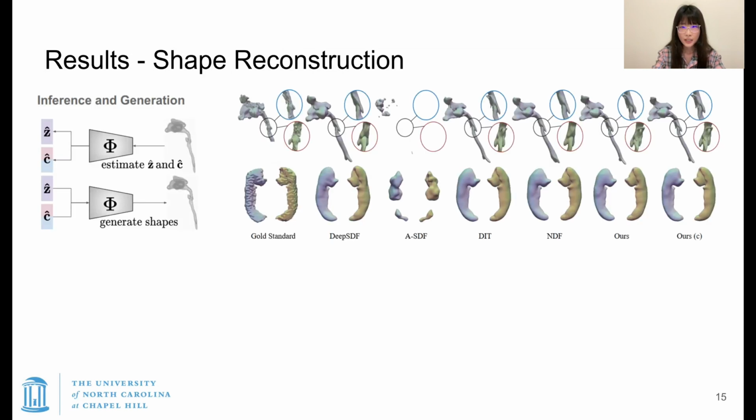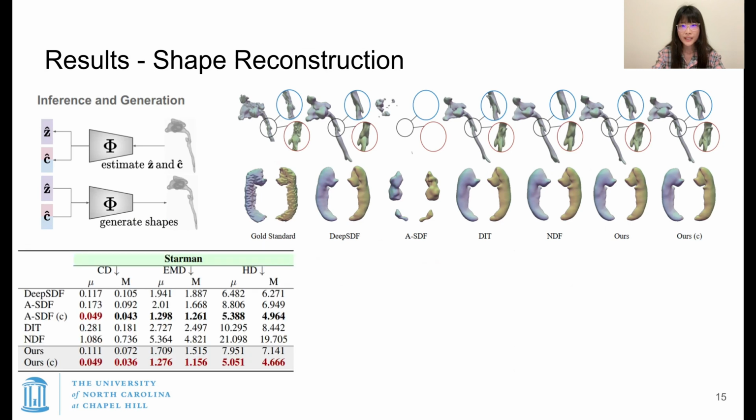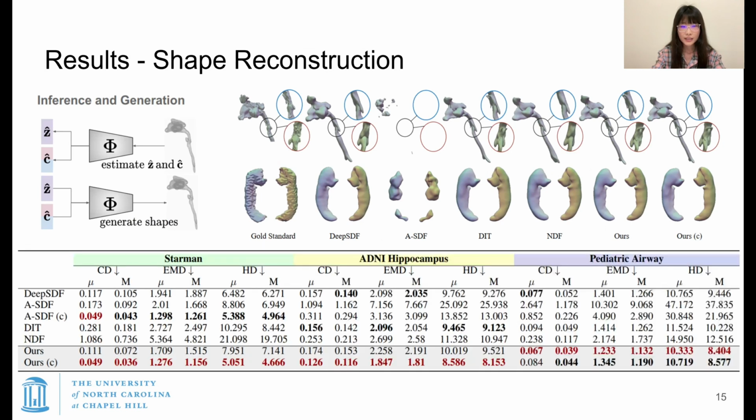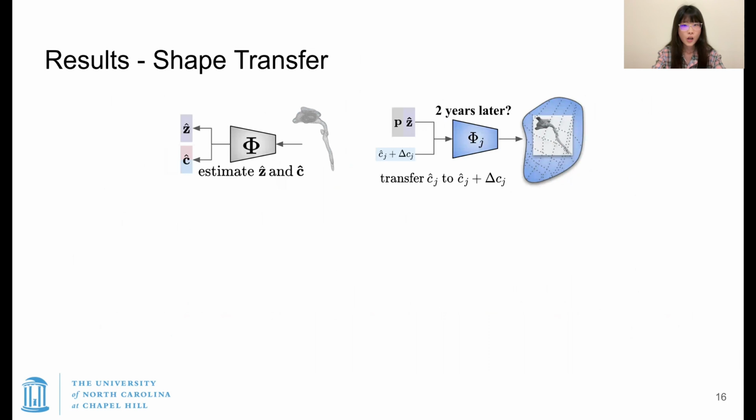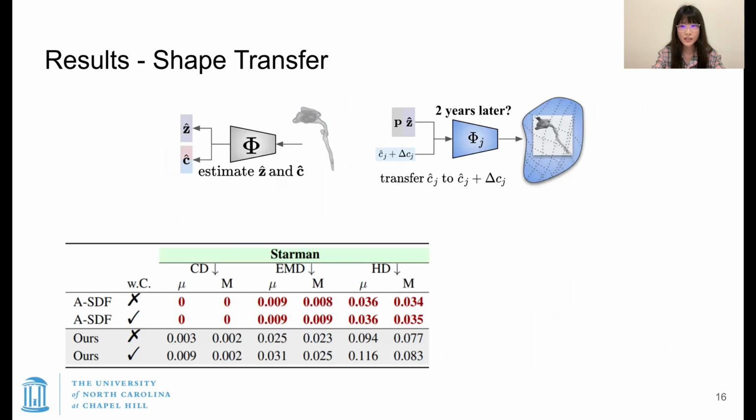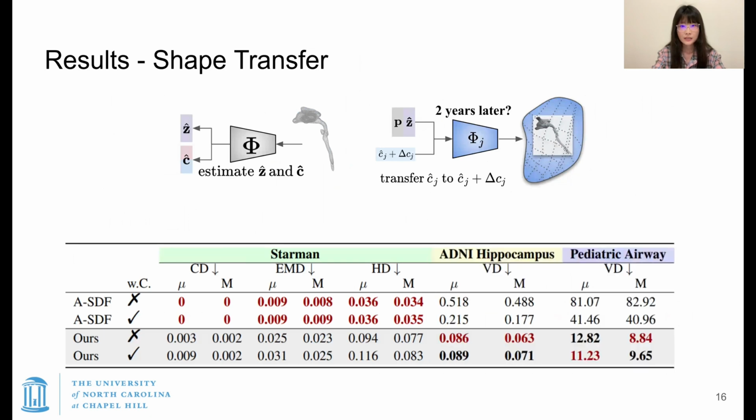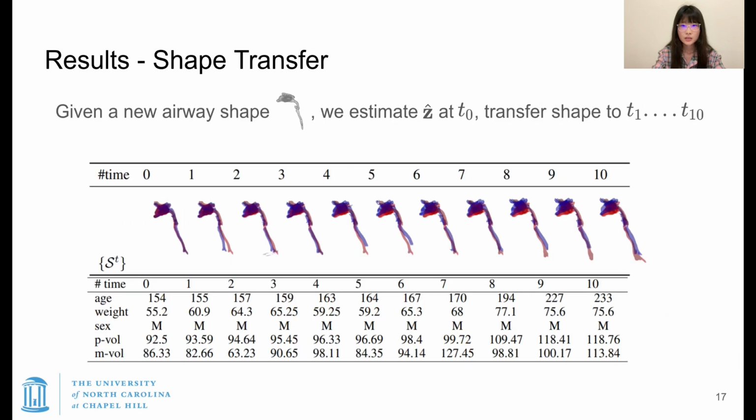Compared with other shape representation methods, NAISR can produce realistic, complete, and accurate reconstructions on the Starman, hippocampus, and airway datasets. Only ASDF and NAISR can deal with covariates. ASDF performs better for Starman, but NAISR works better for realistic datasets. This is because the neural additive network design can naturally prevent overfitting.